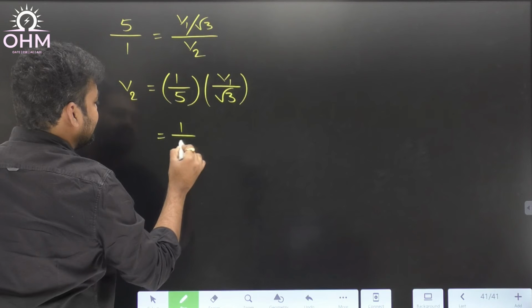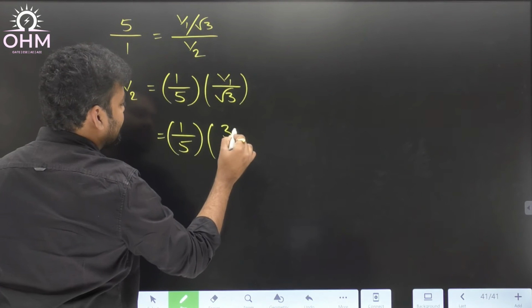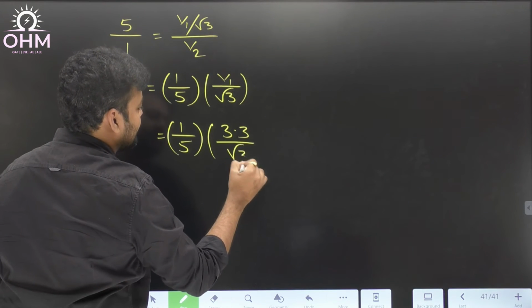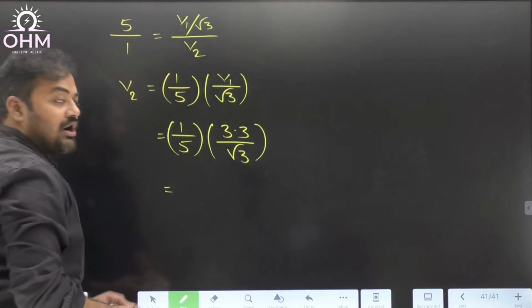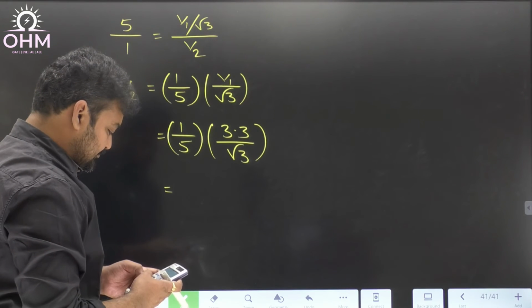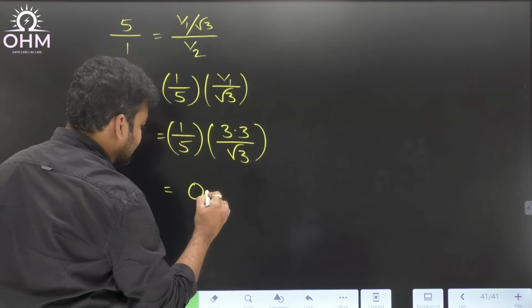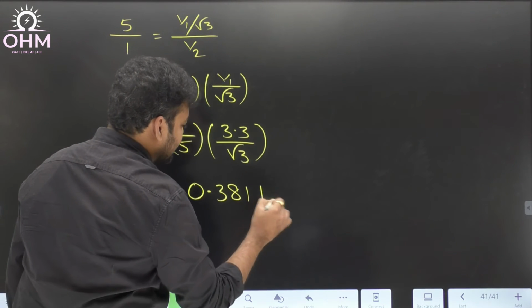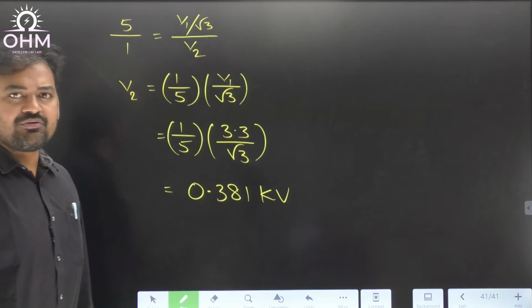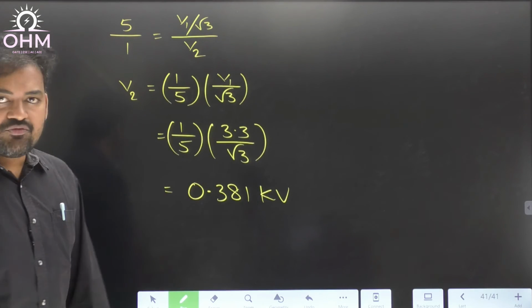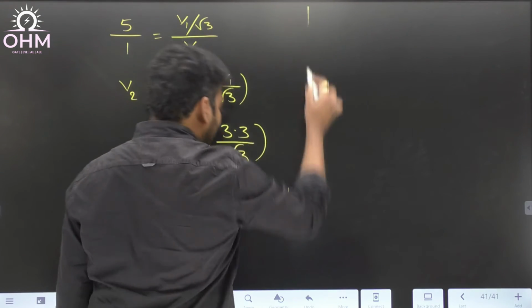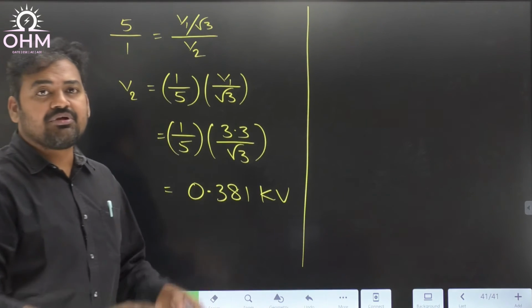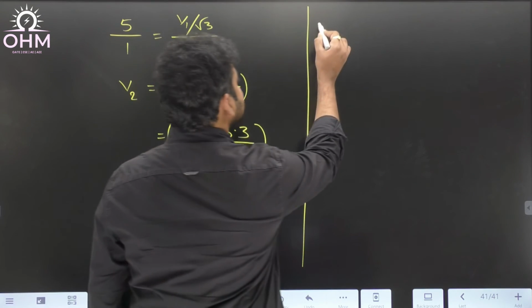So 1 by 5 into what is V1? 3.3 kV by root 3. So this will give you output line voltage. So 0.381 kV. This is going to be the output line voltage V2. So once I know output line voltage V2, I can apply volt ampere rating, because input volt ampere rating and output volt ampere rating both are same.